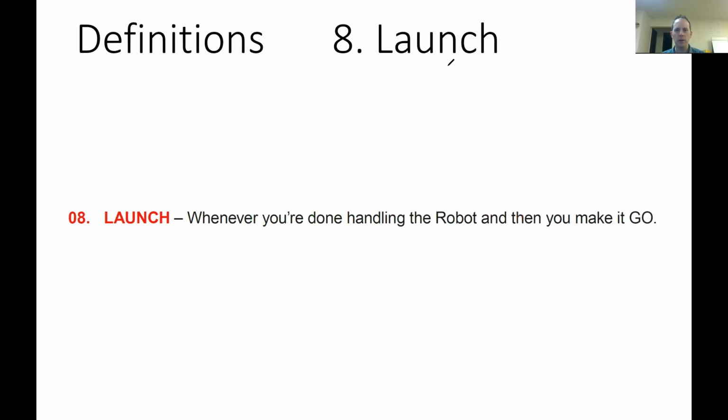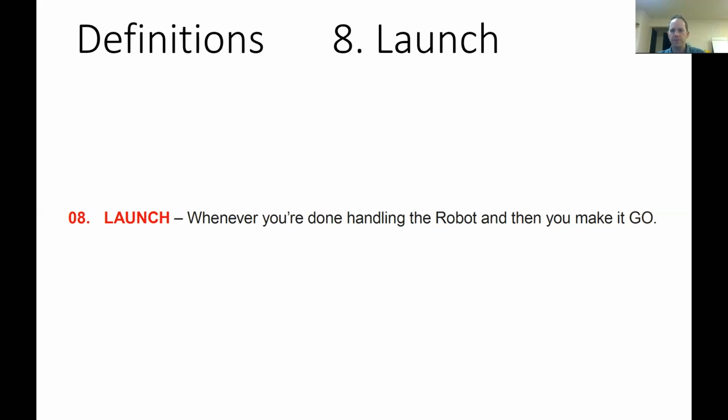There we go. Okay, so launch is whenever you're done handling the robot and then you make it go, and launching needs to be done from within the launch area. The home and launch being distinct is new this year, and we'll keep coming back to that because there's a number of returning teams. And even for the new teams, it's important to understand the distinction.